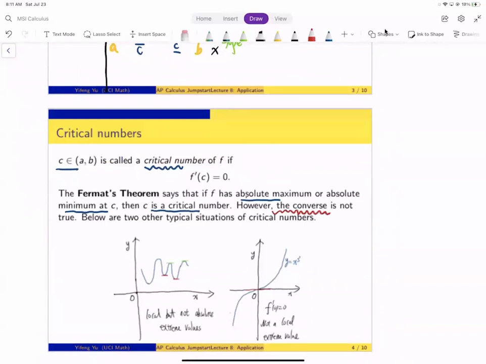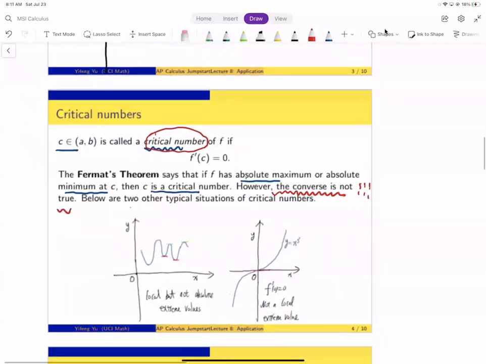We have to emphasize the converse is not true. That means if I have a number and I know the derivative at that number is 0, so that's what we call the critical number, then that does not necessarily mean f has an absolute maximum or absolute minimum at that point. So here are two other typical situations of critical numbers.